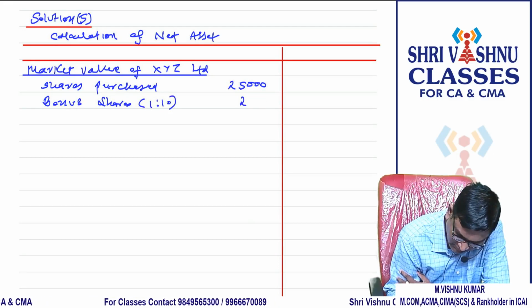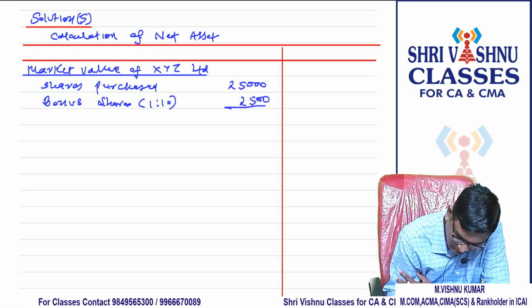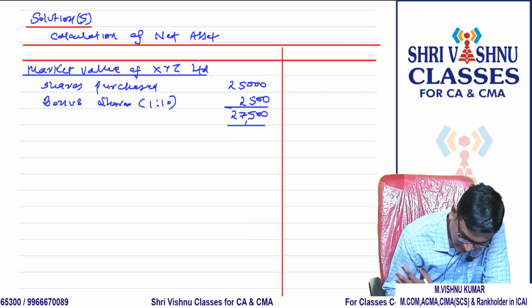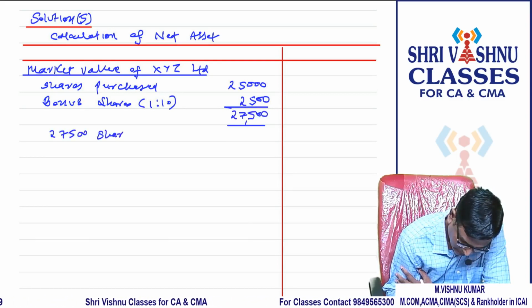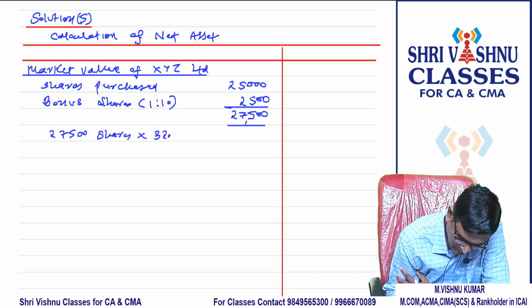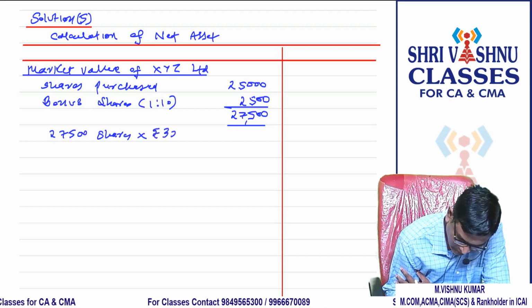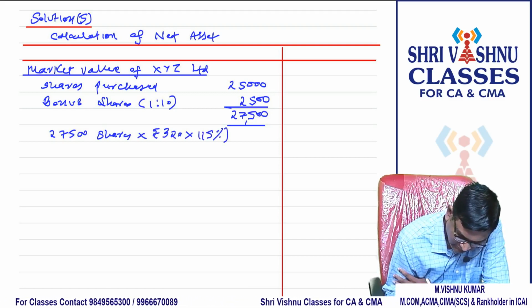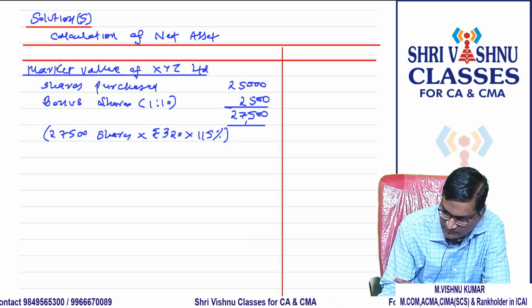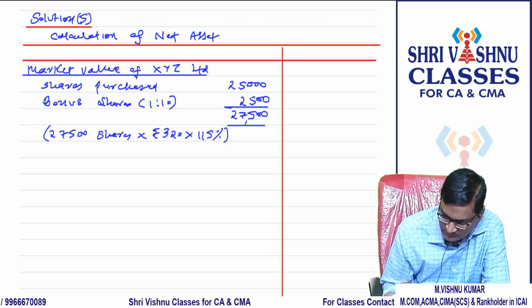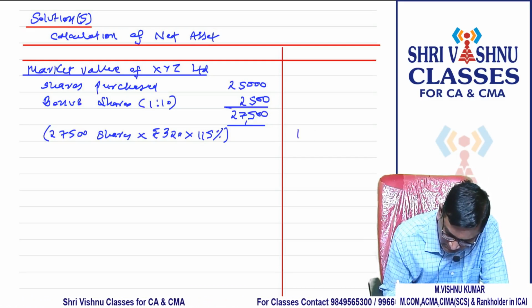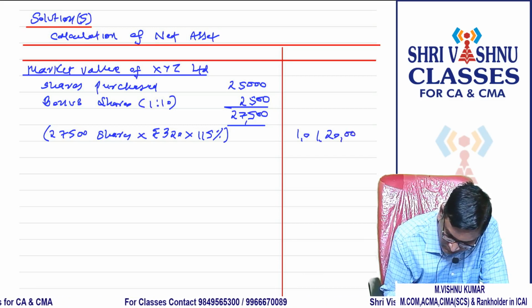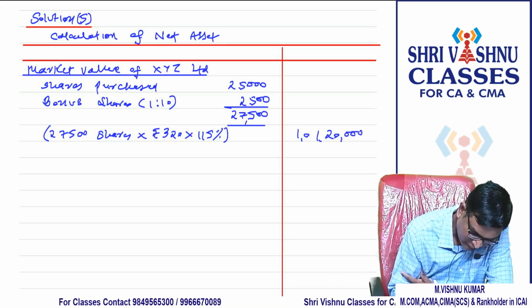So 27,500 shares. Now 27,500 shares at 320, with appreciation of 15%, that is 368. The total comes to 1 crore 1,20,000. Okay, XYZ.